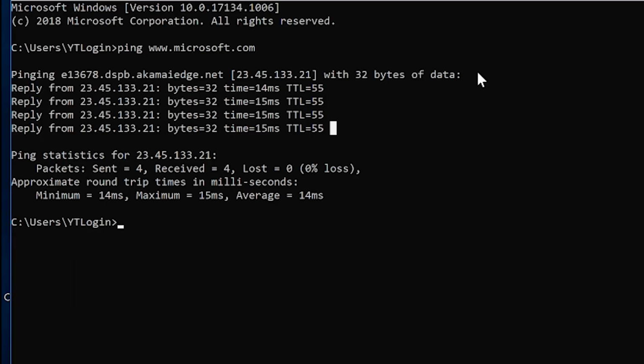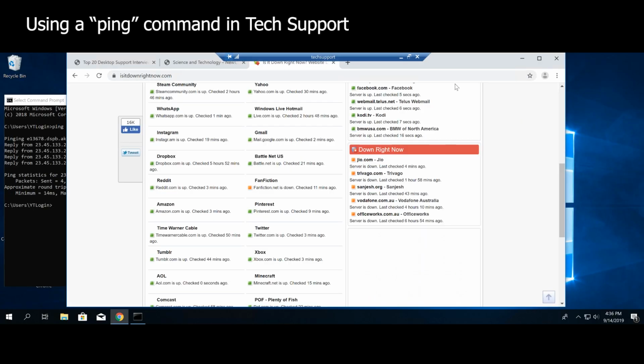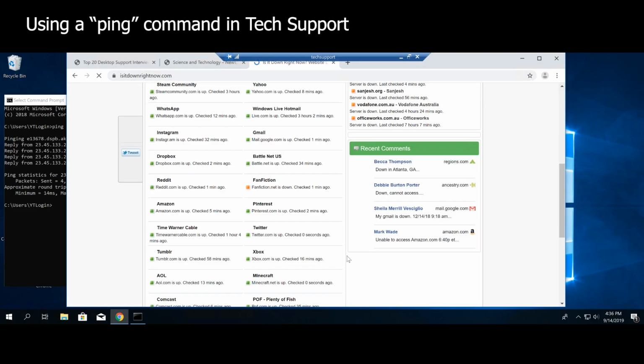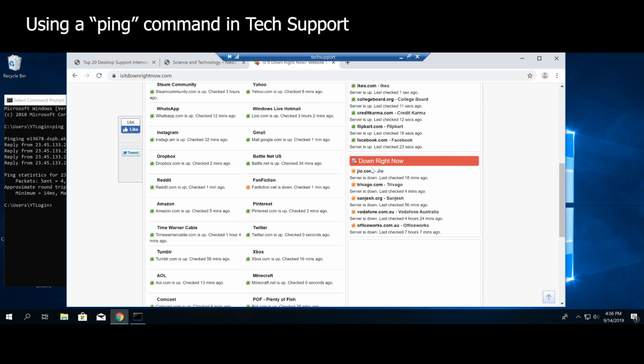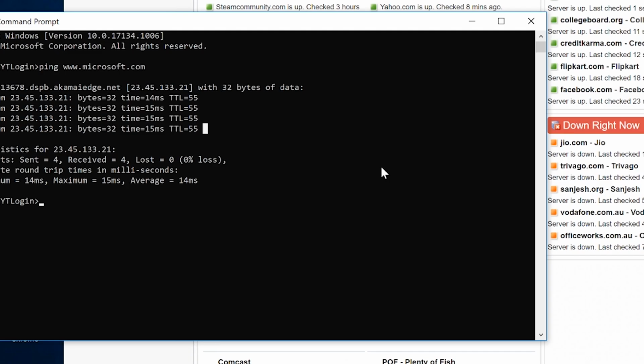So let's go find a website that doesn't work. I went to this website, which tells you some of the big websites that are down. Let's pick a random one here. Let's pick trivago.com. That's a safe website. We're going to type in ping Trivago.